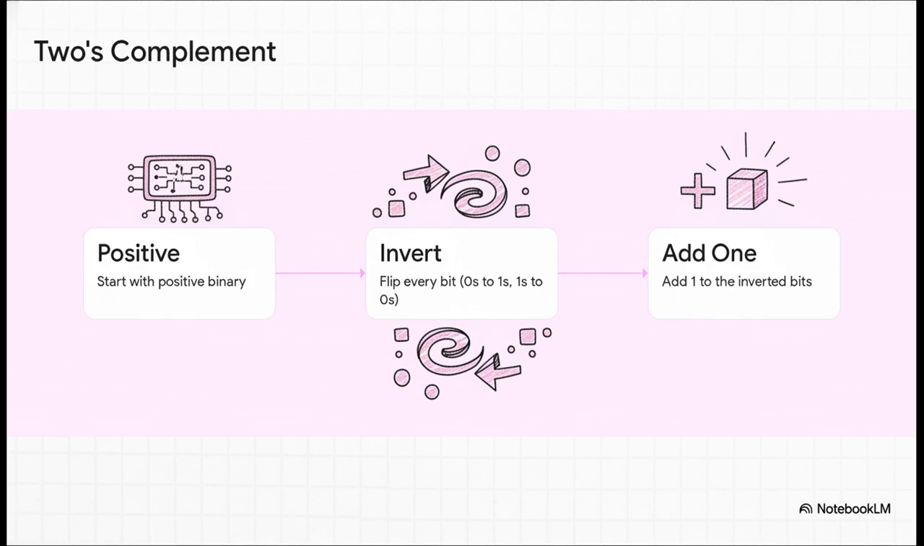The brilliant solution to this is called 2's complement. It's a simple 2-step mathematical recipe where we use that leftmost bit as a sign indicator. To make a negative number, you just take the positive binary version, flip every single bit, so 0s become 1s and 1s become 0s, and then you just add 1. That's it. So positive 3 is 0011. Flip it to 1100, add 1, and boom, you get 1101, which the computer perfectly understands as negative 3.